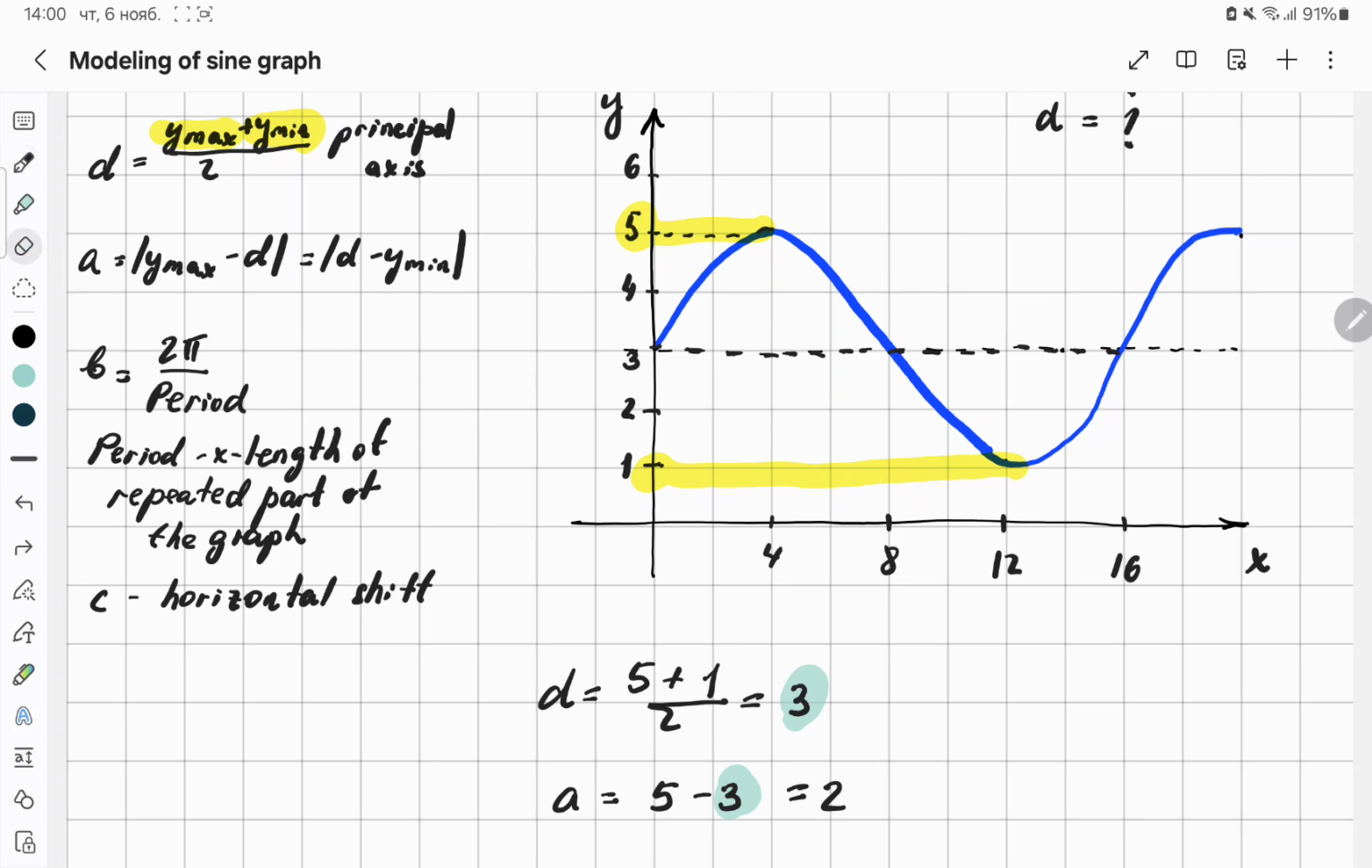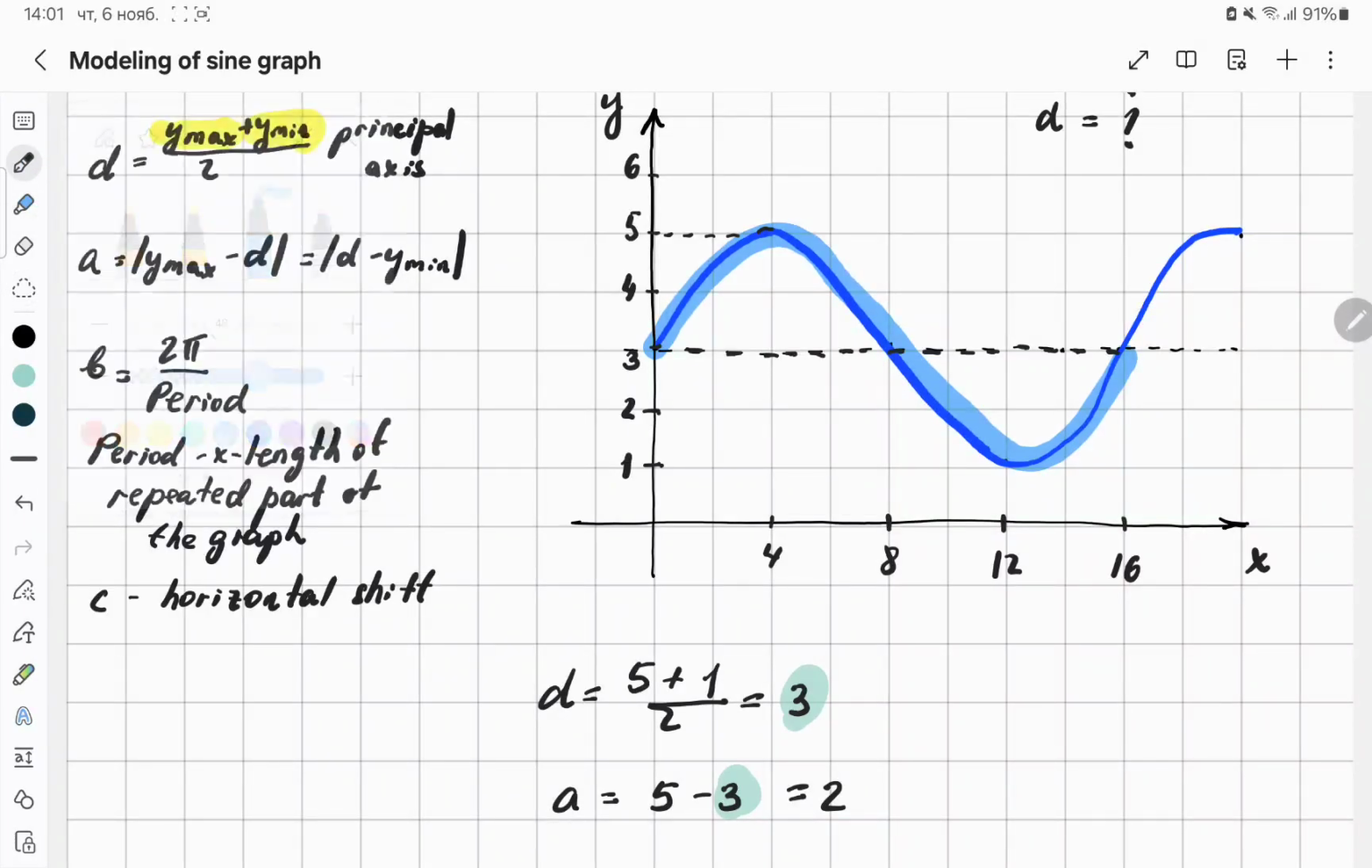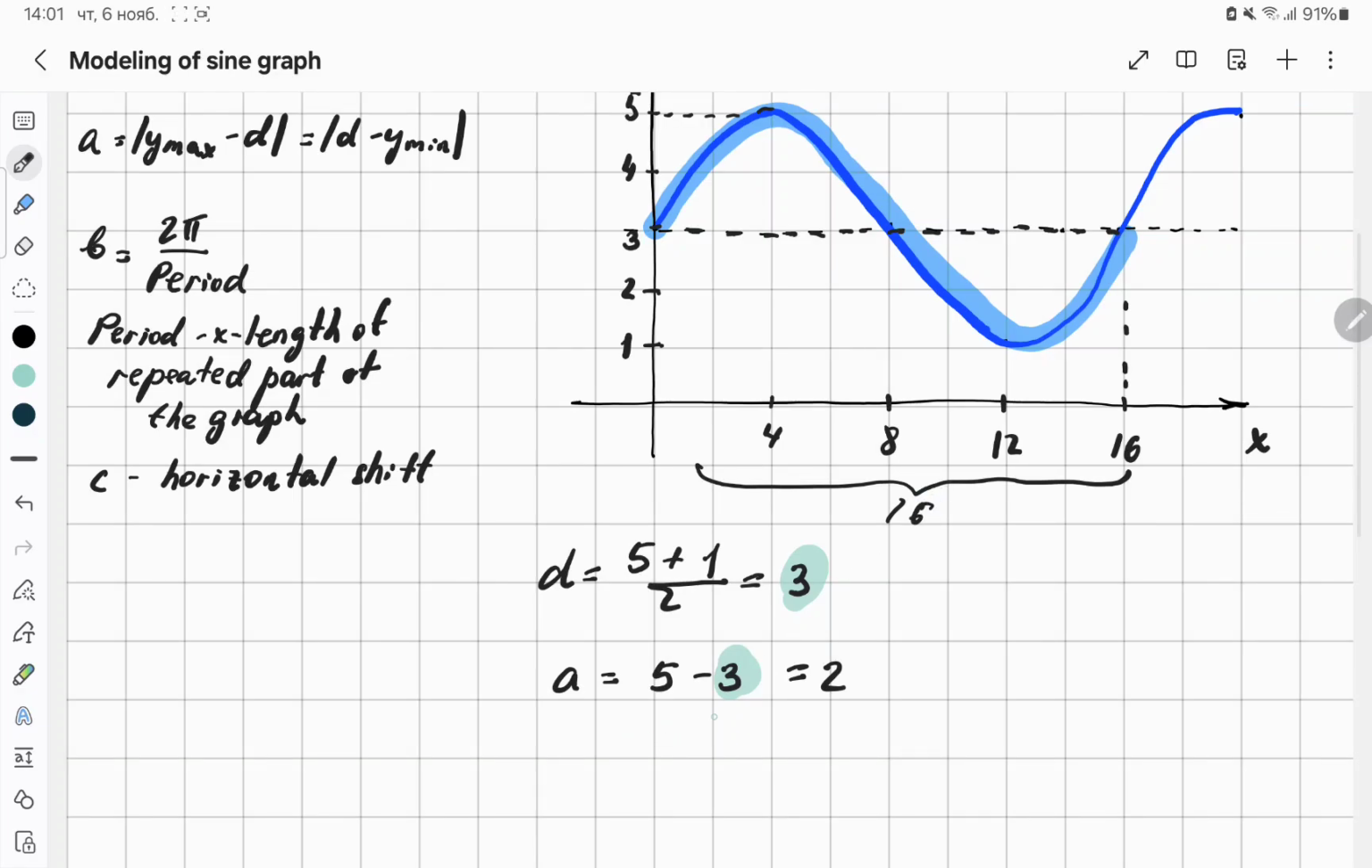Okay, now let's go to the next part, b. To find b, we have to find the period of this graph. The period of this graph, according to the definition, is the repeated part of the graph, the x length of the repeated part. We can say that this part of the graph is repeating. Once we have sketched it, we can continue this part of the graph, and the next graph will have the same shape. That is why we are saying that the period here is 16. The period is 16 because it's the x length, right? I will write it here: period is equal to 16.